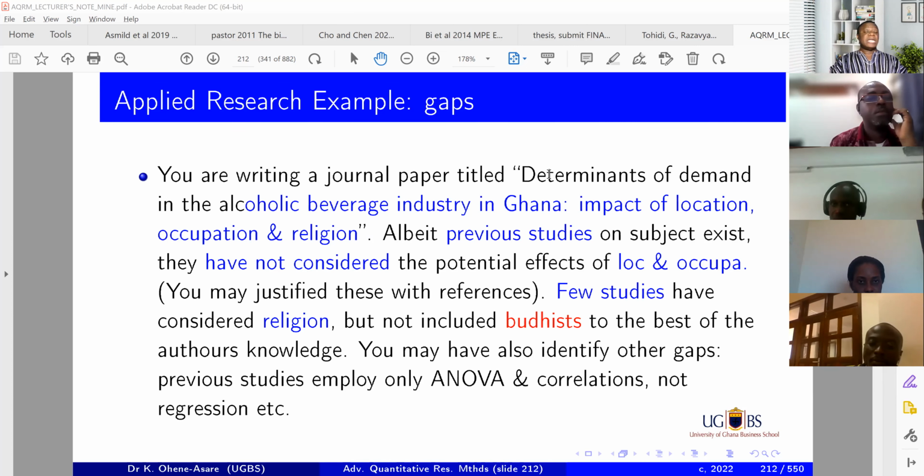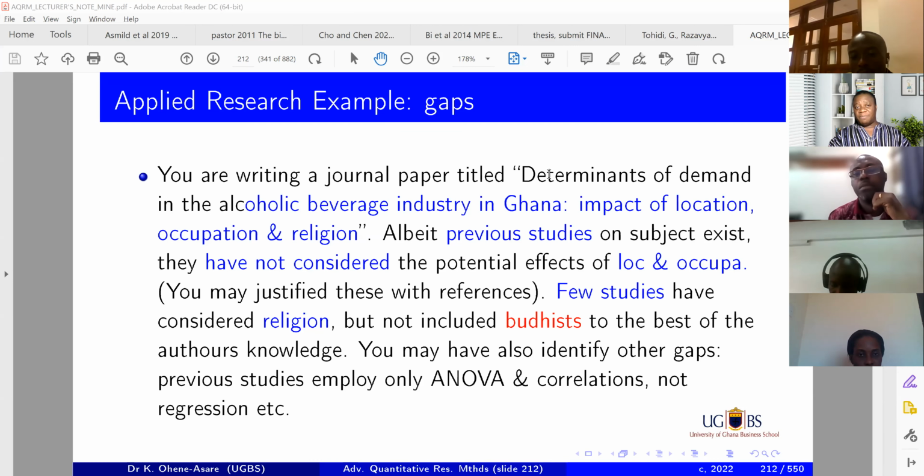Now, the lowest level of gap is when you look at country level gap. Okay. Country level gap is where you say that it's been done in US, Canada, Australia, okay, but it's not been done in Ghana. For me, that is not a big deal, but at least if you have evidence to prove that it's not been done in Ghana, or it's not been done in Nigeria, or it's not been done in South Africa, or it's not been done in India, if you believe that that could be an addendum, but not a major one.